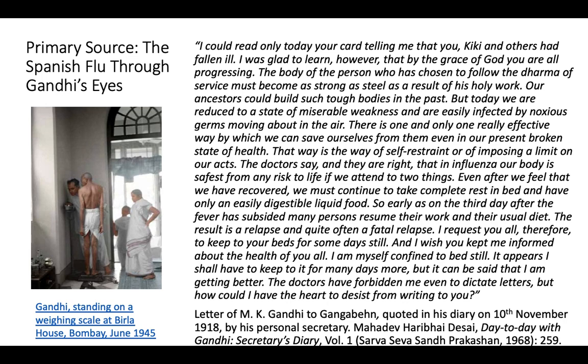That way is the way of self-restraint, or of imposing a limit on our acts. The doctors say, and they are right, that in influenza our body is safest from any risk to life if we attend to two things. Even after we feel that we have recovered, we must continue to take complete rest in bed and have only an easily digestible liquid food. So early as on the third day after the fever has subsided, many persons resume their work and their usual diet."